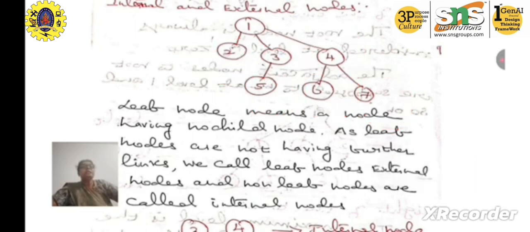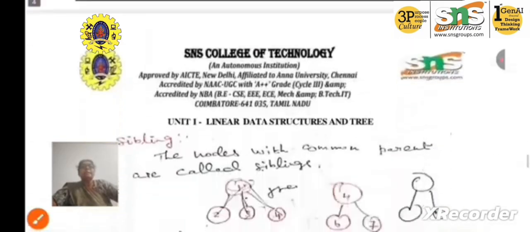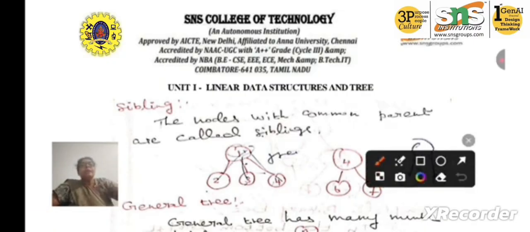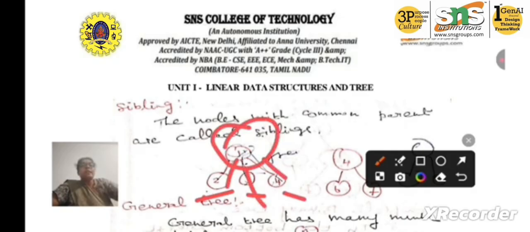The next one is a sibling. Siblings are nodes that share the same parent. Here, 2 is a sibling of 3. Next, 3 is a sibling of 4. 1 is the common parent for 2, 3 and 4. This is a sibling of a node.